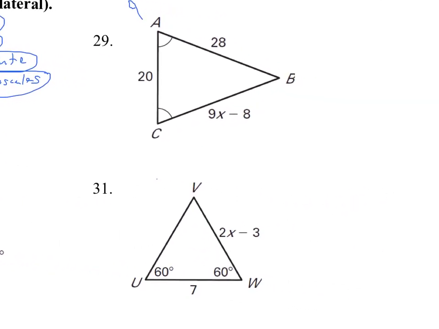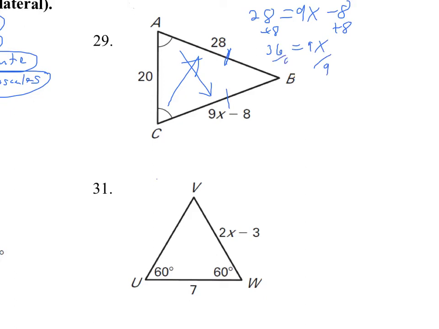All right, let's take a look at number 29. Okay, in this example, I see that the two angles are congruent, A and C, and we learned that if two angles in a triangle are congruent, the sides across from them will be congruent. So across from C is this side, across from A is this side. So those two sides will be congruent, so let's set them equal. 28 equals 9x minus 8. I'm going to add 8 to both sides. So we'll get 36, and then divide by 9, so x equals 4.